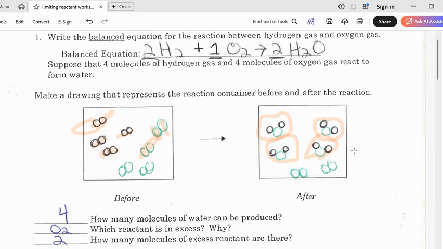And since every water needs two hydrogen, one oxygen, we're using the hydrogen up twice as fast as the oxygen. Okay, so whatever's left over, that's your excess reactant, that's oxygen. The limiting reactant then is the one that stops the production of waters. So that limiting reactant is hydrogen, or H2.